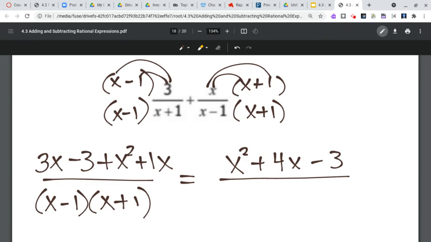That is not factorable. There's nothing else I can do with that. Bottom denominator is going to be x minus 1 times x plus 1. Final answer is here.